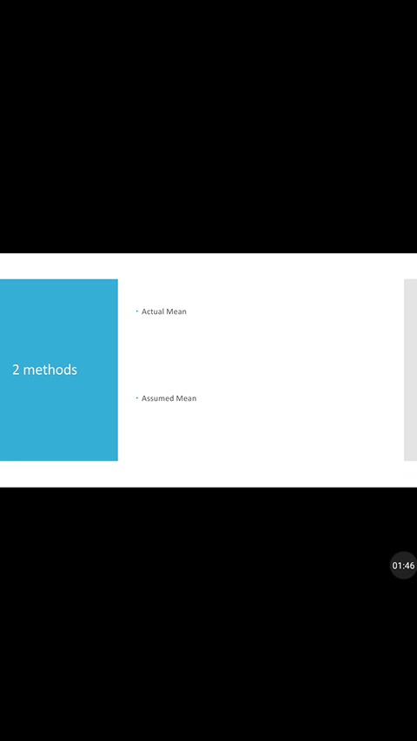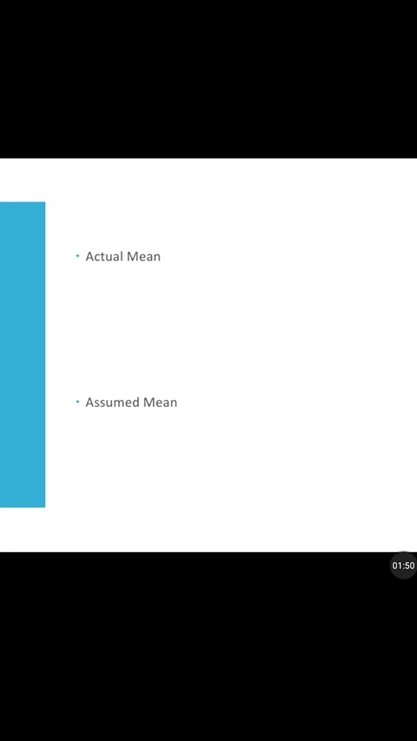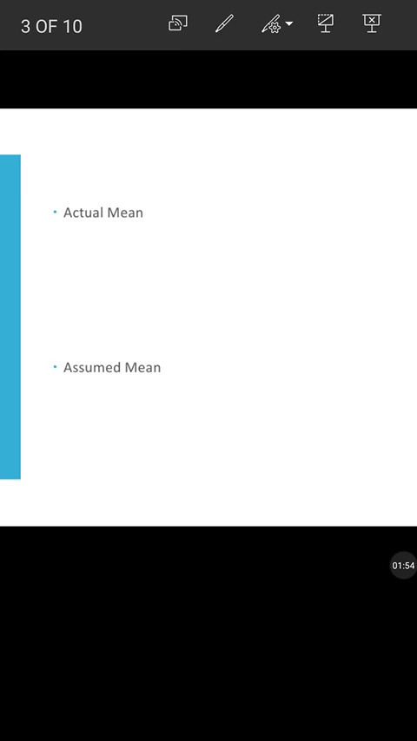Now there are two methods to calculate standard deviation. The first one is known as the actual mean and the second one is known as the assumed mean. In the actual mean method, we find the deviations from the actual mean. The formula for the actual mean is x bar is equal to summation x by n.